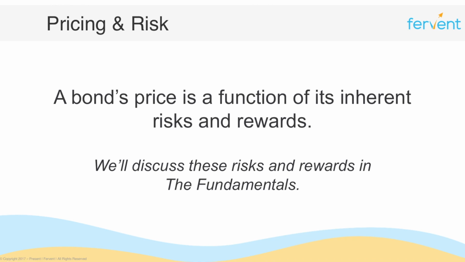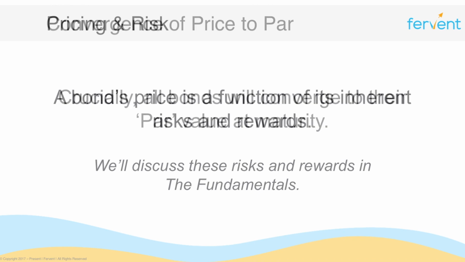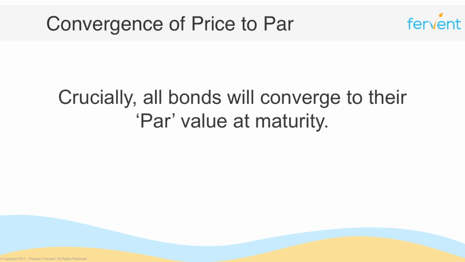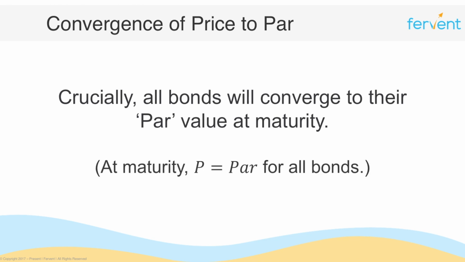For now, I want to talk about something that's quite interesting, which is that regardless of the bond's trading status, so regardless of whether it's trading at a premium, par, or discount, all bonds will converge to the par value at maturity. This is really important. So at maturity, the price of a bond P will always be equal to par for every single bond, regardless of whether it's trading at a premium, discount, or par. It doesn't matter. To show you what I mean, let's graph this out.